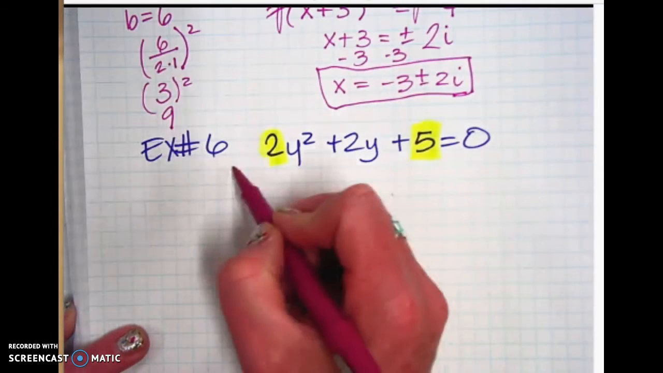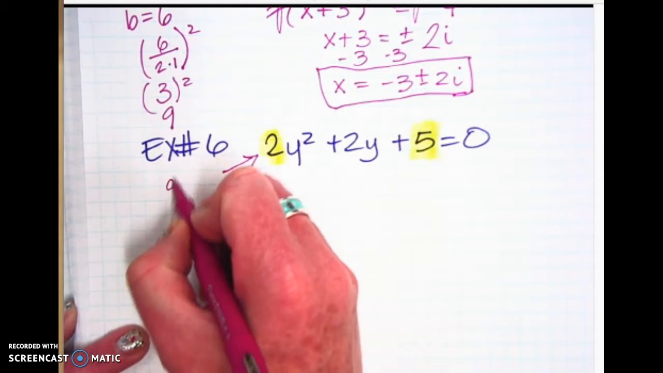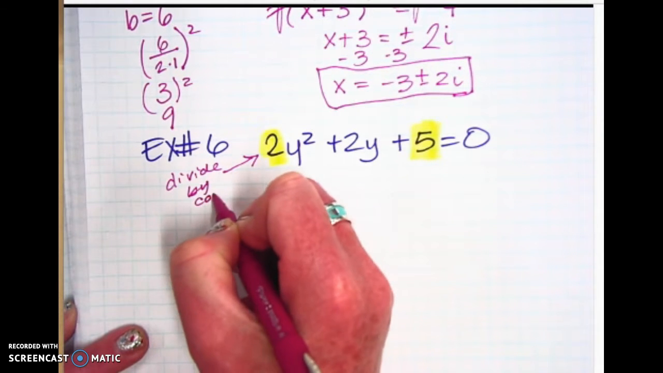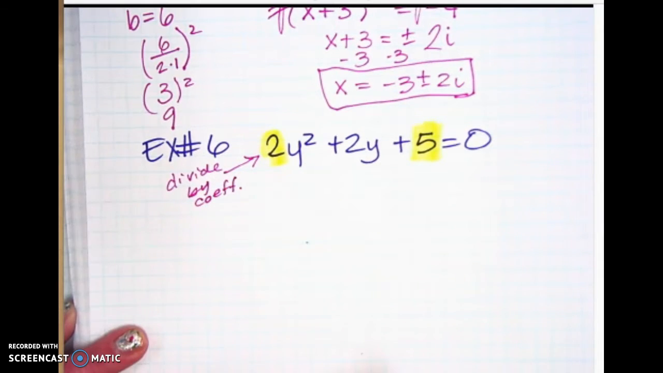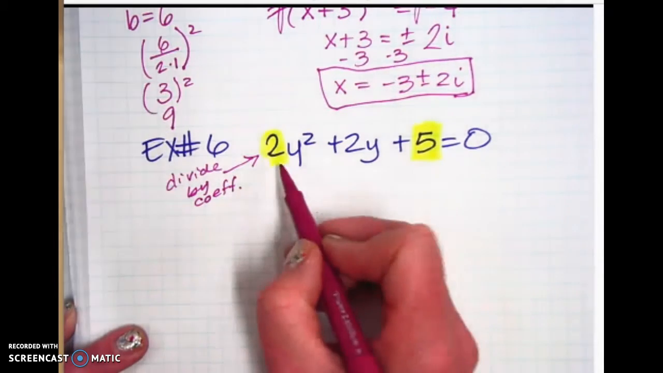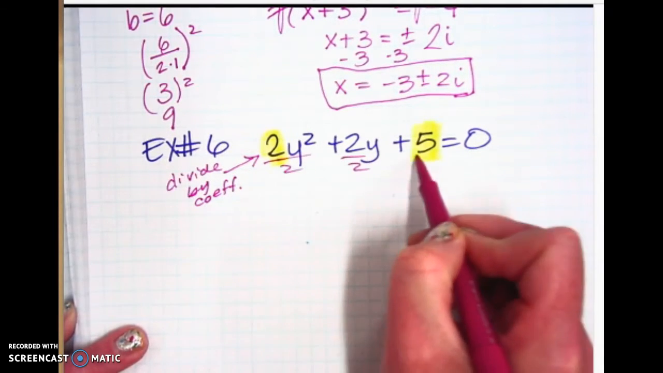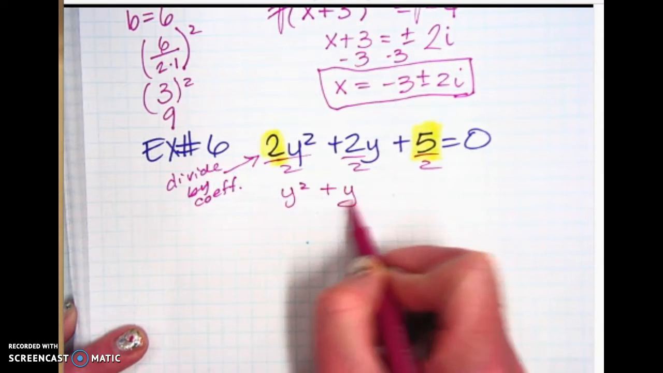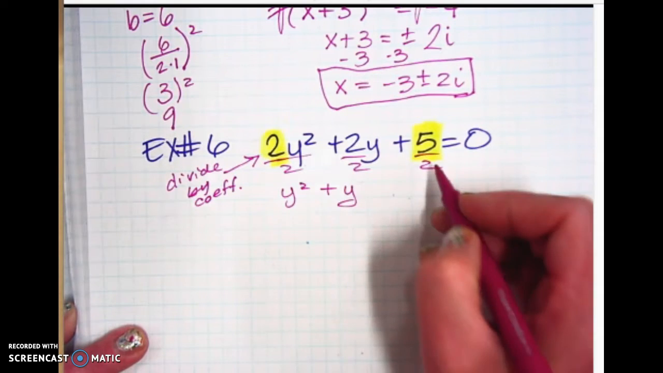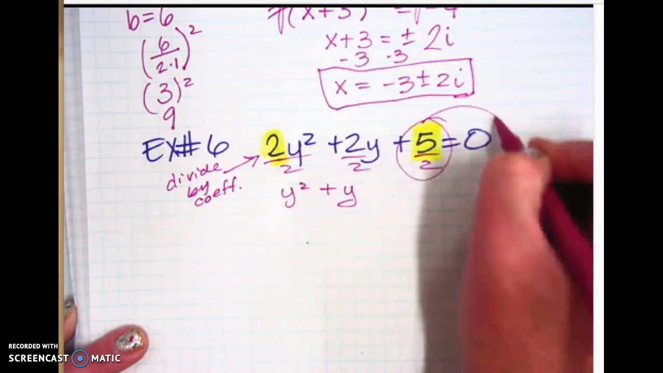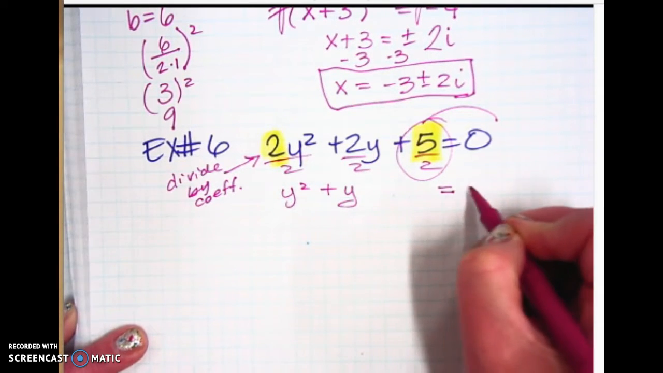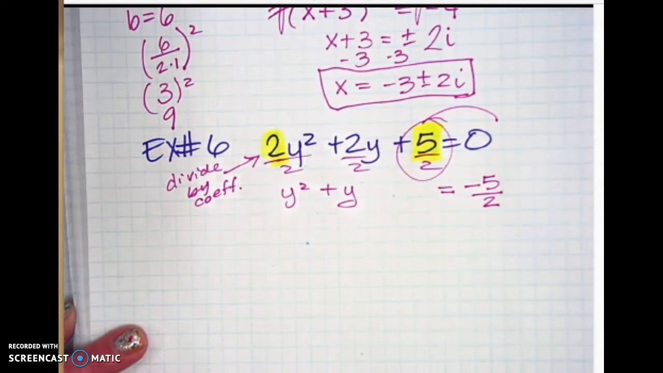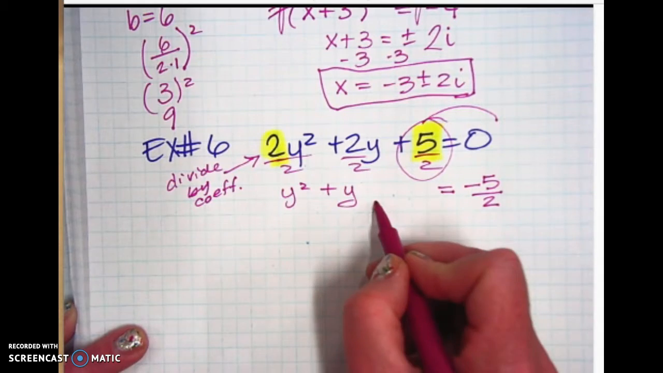Okay, so whenever you have a leading coefficient, the first thing you want to do is divide by whatever that coefficient is. Okay, so if we divide everything by 2, we're going to have y squared plus y plus 5 halves, but I want to move that to the other side, so it's going to be equal to negative 5 halves. And that's where our perfect number is going to go.